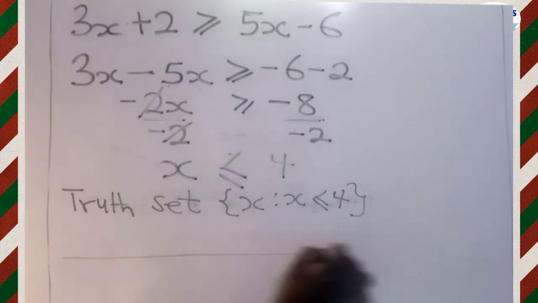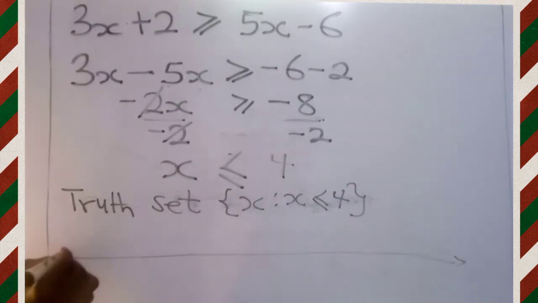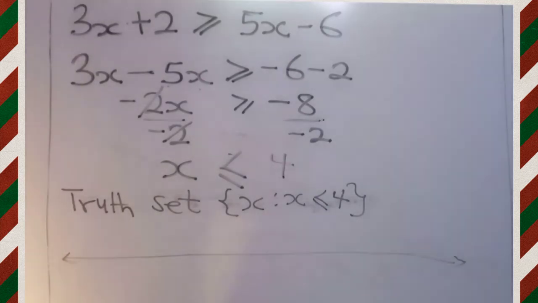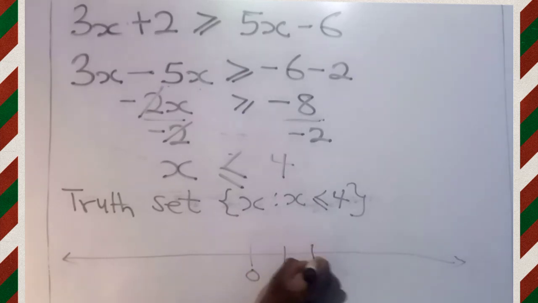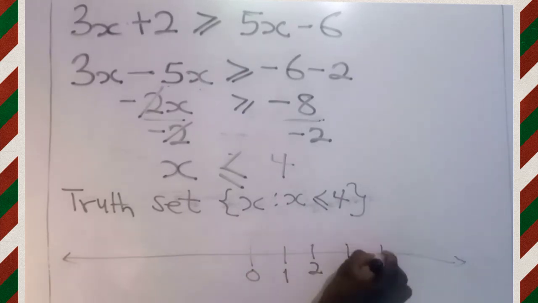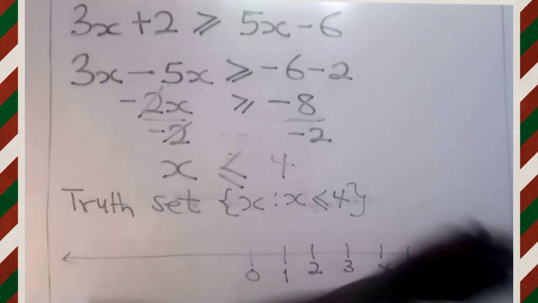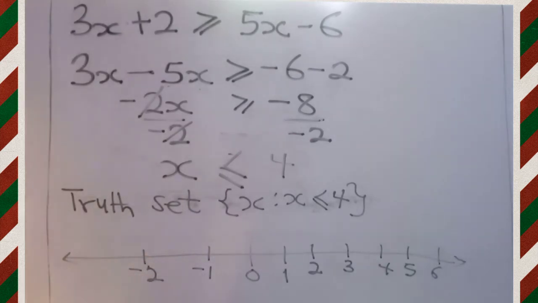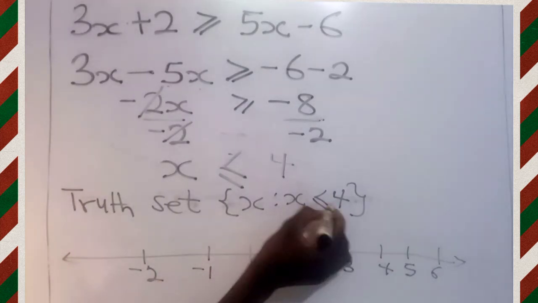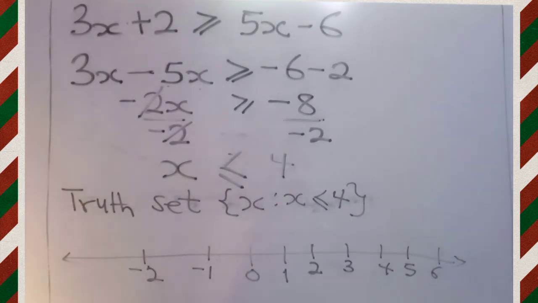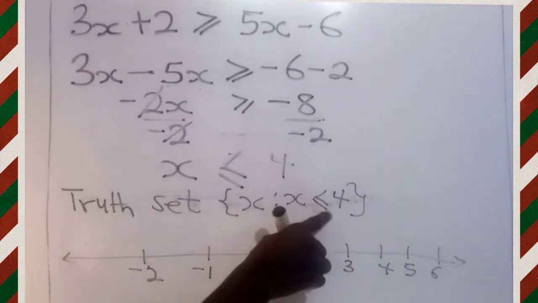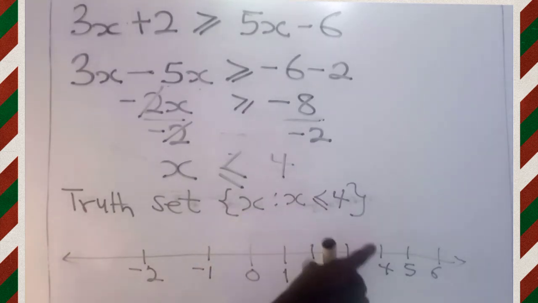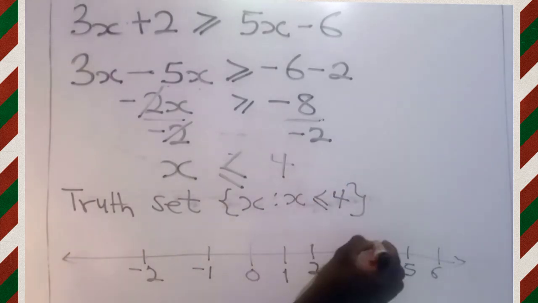Now you draw your number line to illustrate the results on the number line. So you divide it into 2. We have 0, 1, 2, 3, 4. We have 5, 6, and the rest. We have negative 1, negative 2, and the rest. Now we are illustrating this on the number line. Over here, we are saying x is less than or equal to 4. So that means we are talking about 4, and x is less than 4.